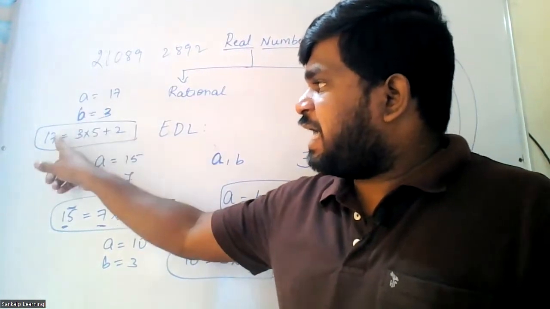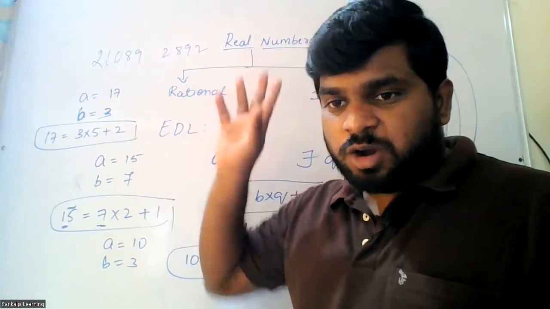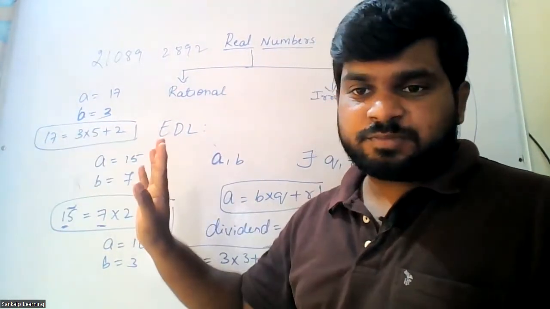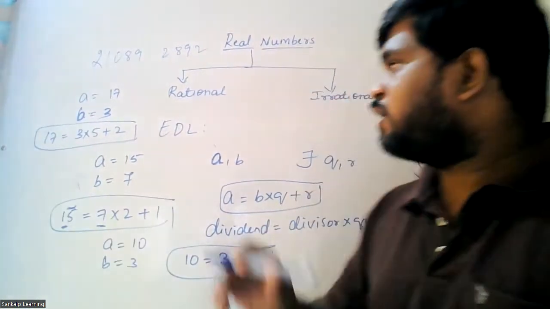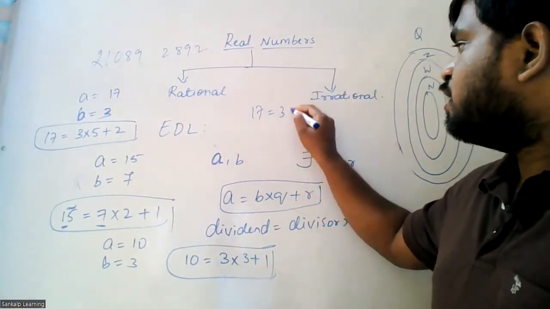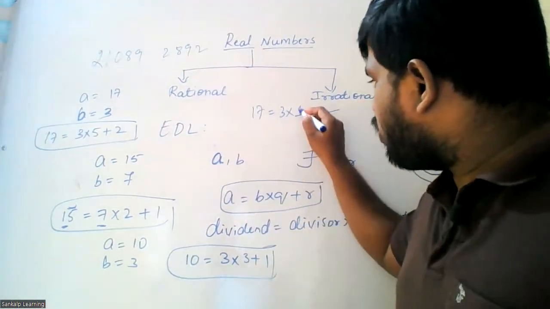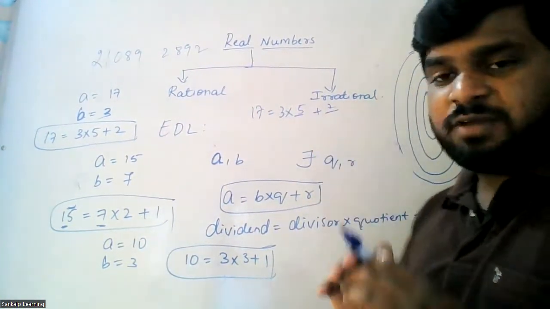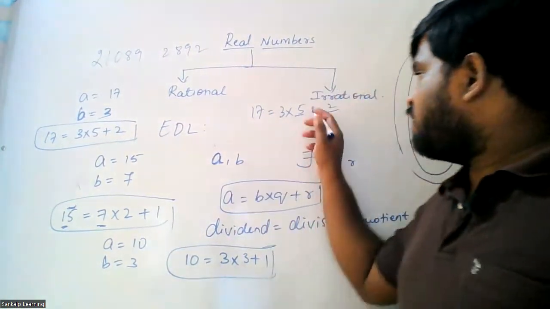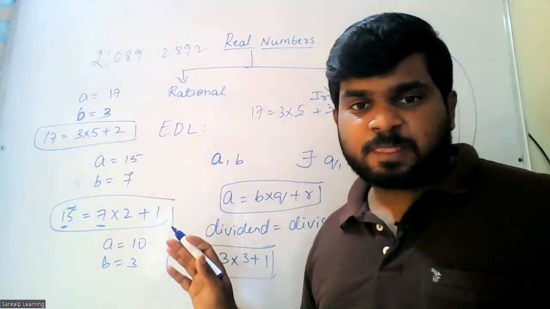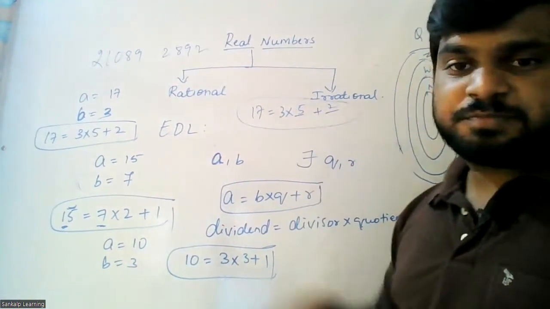So I can write 17 as 3 into 5 plus 2, 5 and 2. These are the only things that you will get for 17 and 3. These two are fixed. There is no other way that you can write 17 as 3 into something plus something. It should be only 5 and 2. Other than 5 and 2, you cannot have anything else. That is why you use the word unique. There is no possible way that you can satisfy this relationship otherwise.